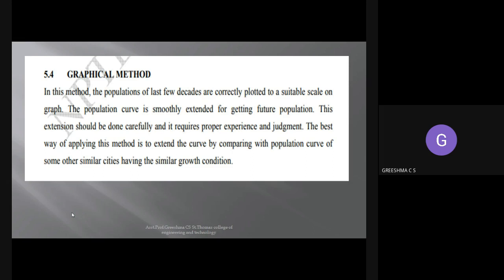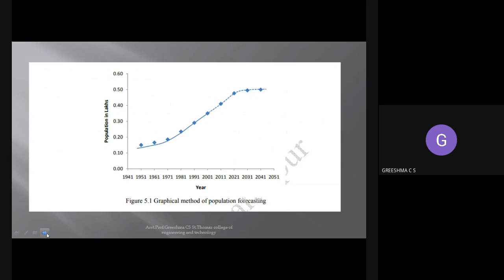Next, you can find out the population using the graphical method, that is by using graphs. How will you estimate population using a graphical method? This is one of the simplest methods to estimate population. Here in the x-axis, the years will be plotted and the population will be plotted in the y-axis.